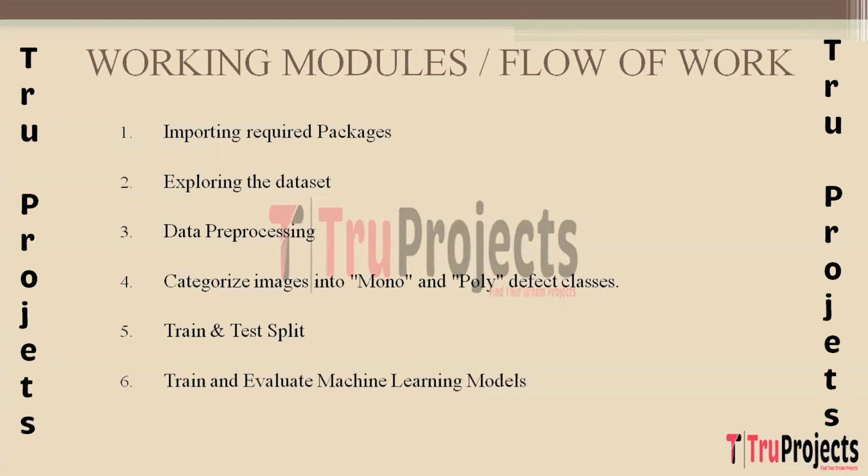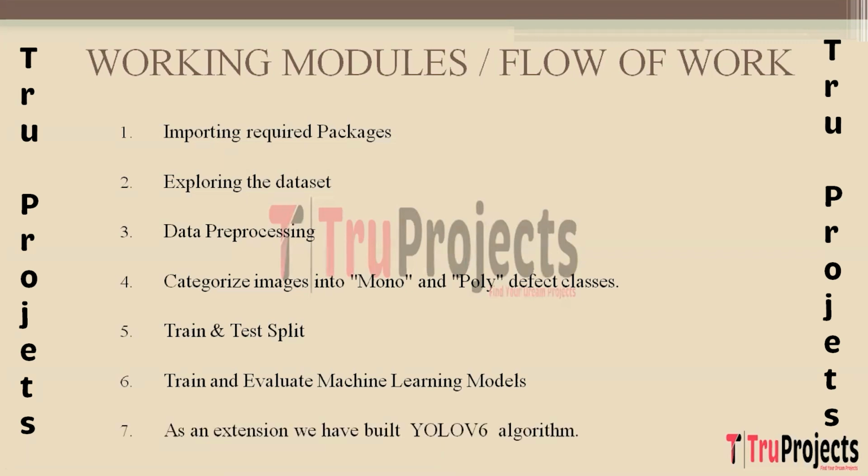The next step is train and evaluate machine learning models. So here, we train and evaluate machine learning models such as faster RCNN and YOLOv5 with CA attention using the training dataset. The evaluation assesses the model's performance in terms of accuracy, precision, recall, F-score, and mean average precision.